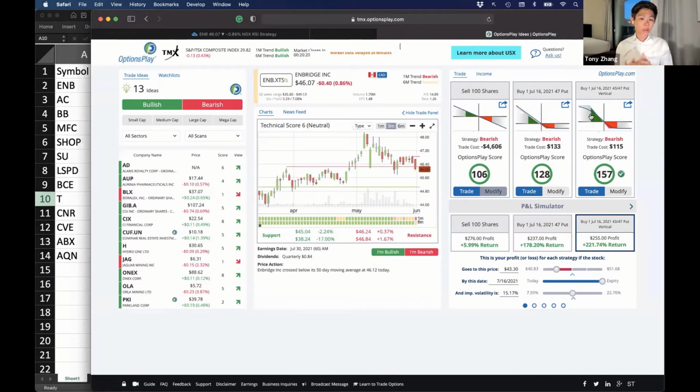But with a strong 7% dividend yield, many long-term investors might want to sell a put option here to, number one, potentially own this particular stock and then collect that 7% dividend yield.